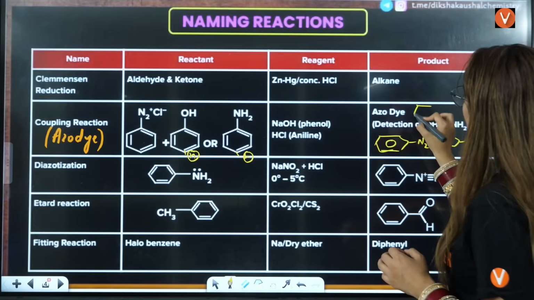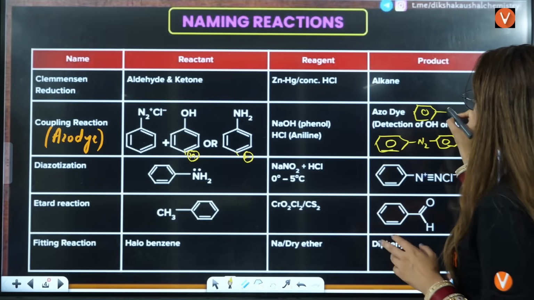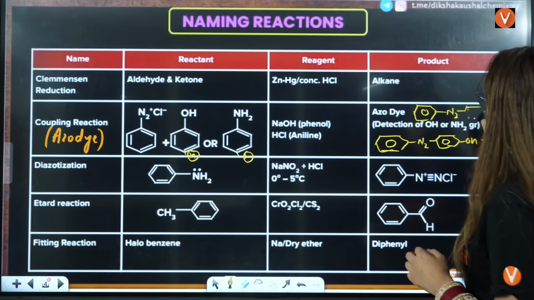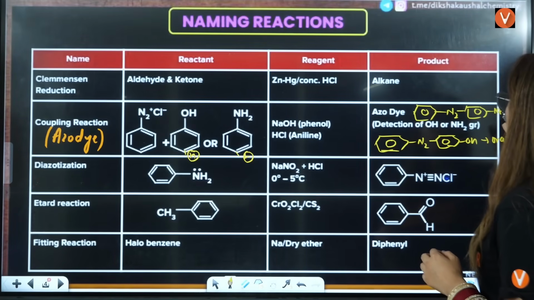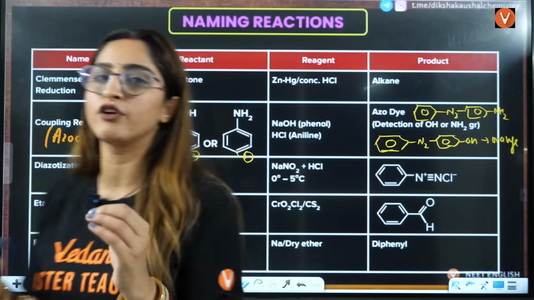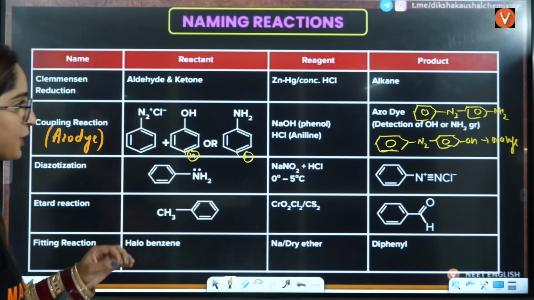But when we talk about aniline, what will we have? With aniline, you will have the formation of a yellow color of dye. Okay, with aniline, you will have the formation of a yellow color of dye here, right?